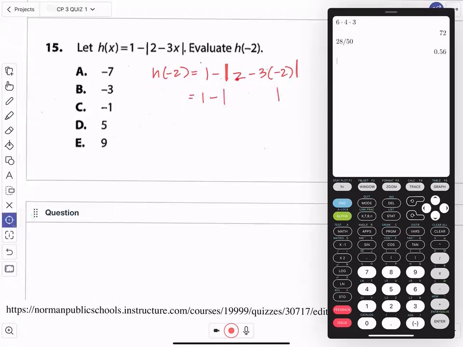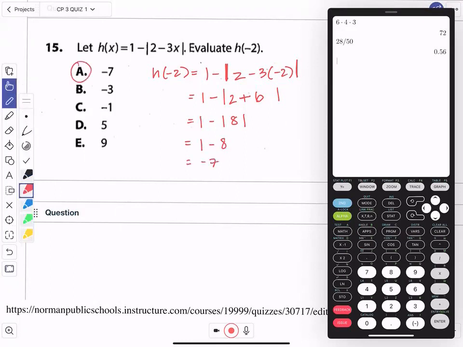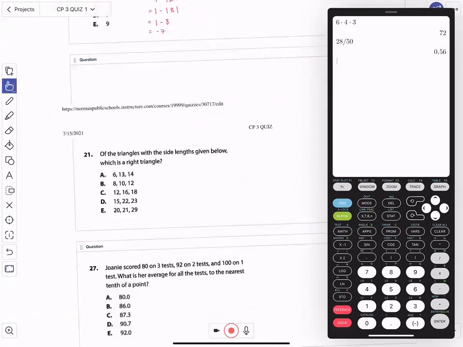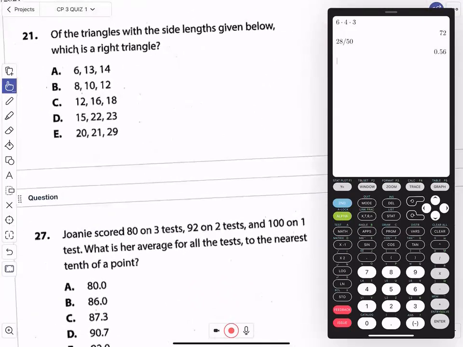So inside has to be cleaned up first. So 2 minus, let's see, -3 times -2 is +6. So notice I'm working inside of the absolute value first. I just clean up whatever's inside the absolute value first. So 2 plus 6 is 8. Absolute value of 8 is +8. And then everything else comes down. And then do your math problem. So this is a -7. So A is the correct answer. So absolute values do not distribute inside of an absolute value.